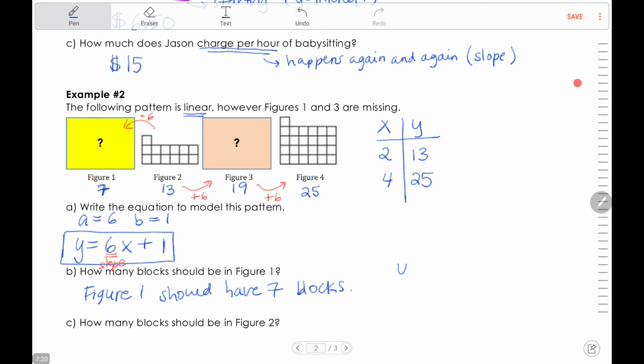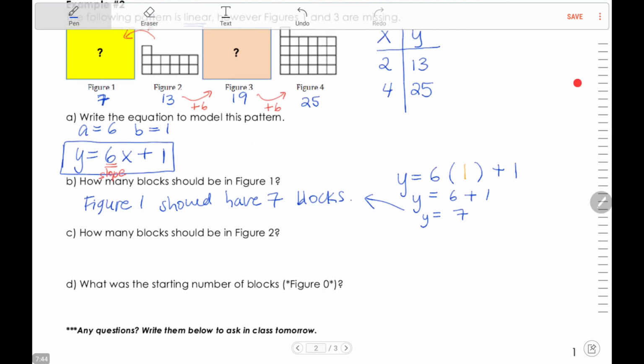So in my equation, I'll write y equals 6, leave open parentheses for the x, plus 1. And in my parentheses, I'm going to replace it with the input 1. That's the figure that I'm trying to figure out. And when I simplify, 6 times 1 is 6, plus 1, 6 plus 1 is indeed 7. So we still get to the same spot here, 7 blocks. Let's scroll down to part C.